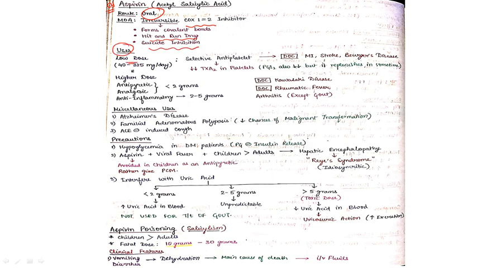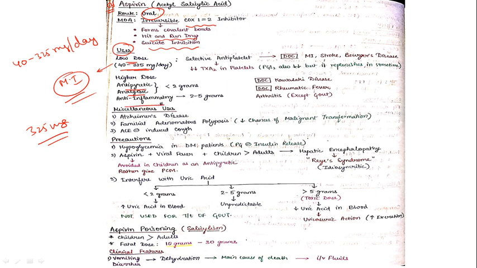In low dose, 40 to 325 milligram per day, you can give this to a patient of MI. We give first a loading dose, that is 325 mg, then we can go for the maintenance dose. At this dose, it is basically antiplatelet in nature only. In higher doses it will show its antipyretic, analgesic and anti-inflammatory effect.